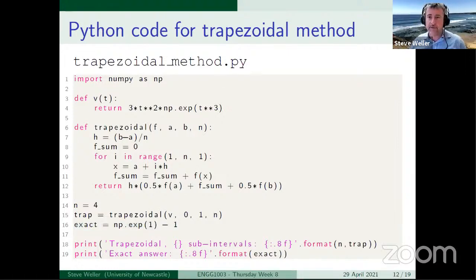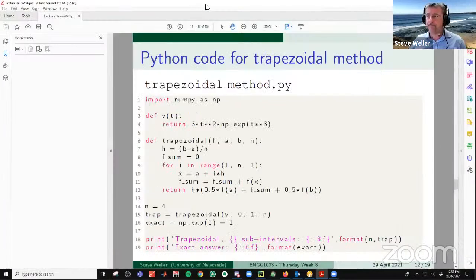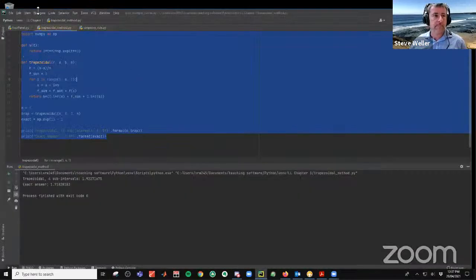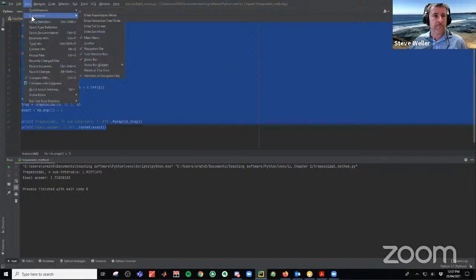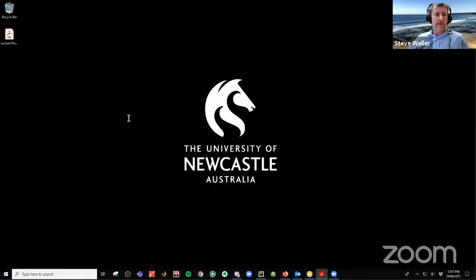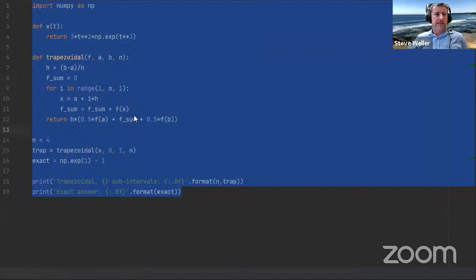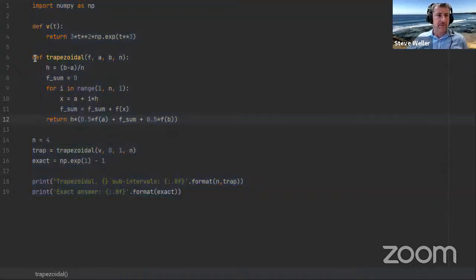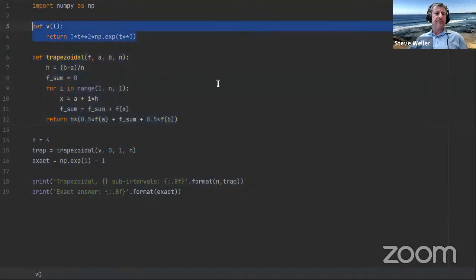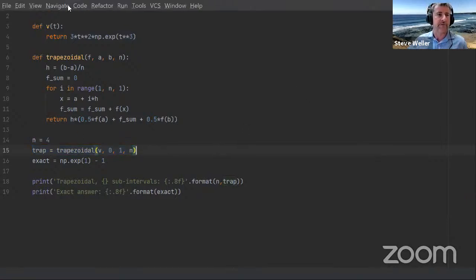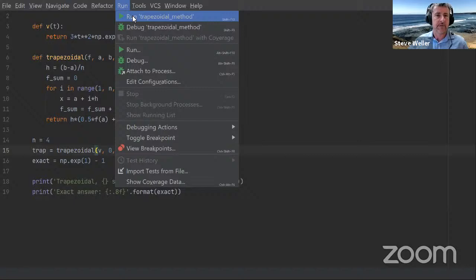So let's run the code. Here's the code. It's a trapezoidal function in lines 6 to 12 where all the action happens. Lines 3 and 4 define the function, and we actually call the trapezoidal function down here in line 15. So let's run that code now.